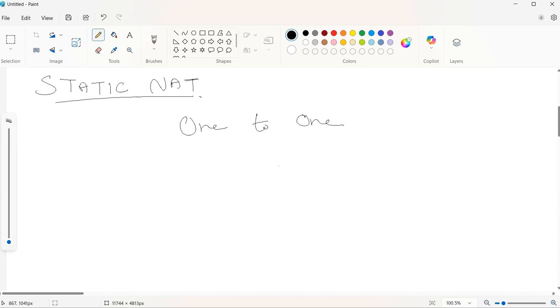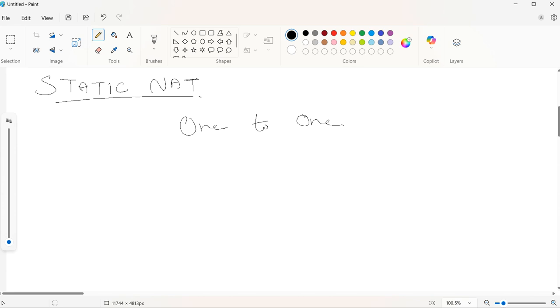Now, why are we doing this? When we say we need NATing so that we don't need to buy too many public IP addresses, then how can I use static NAT? We are not going to do static NAT for every device in our organization. There may be one or two important devices which are accessed from outside. Only for that we give static NAT.